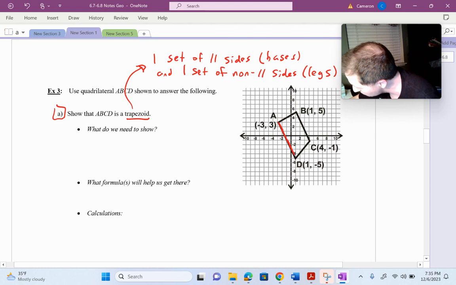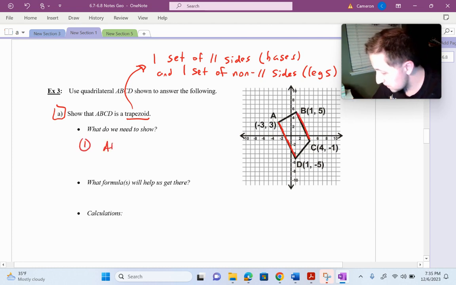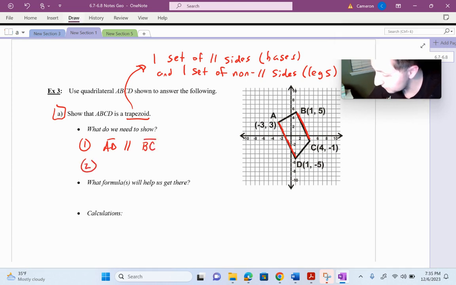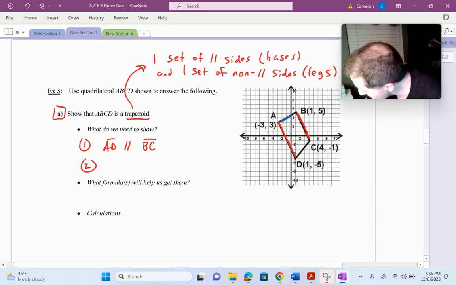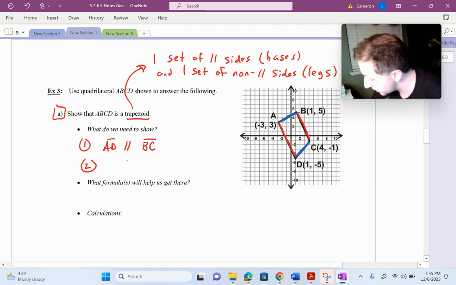So my goal is going to be to show AD is parallel to BC. And therefore, step 2, I'm going to have to show the other ones, AB and CD. Those do not look parallel. I'm going to show that AB is not parallel to CD.